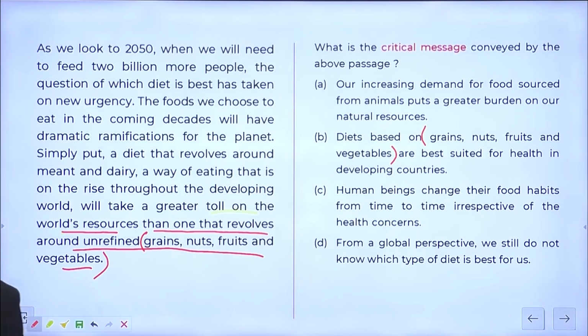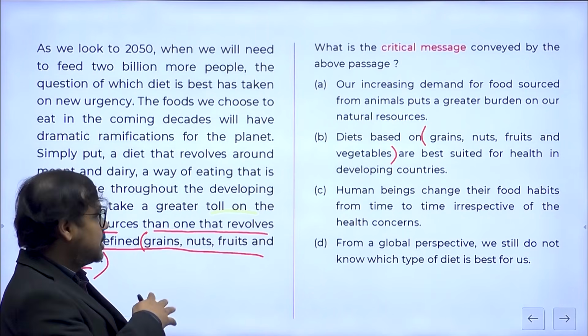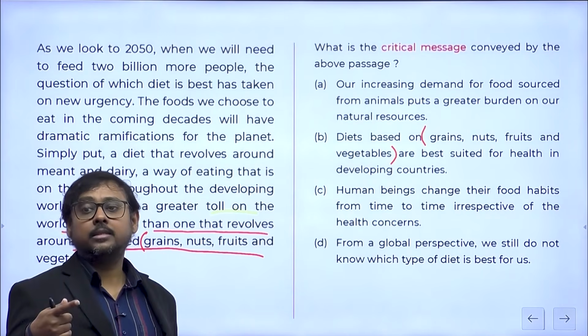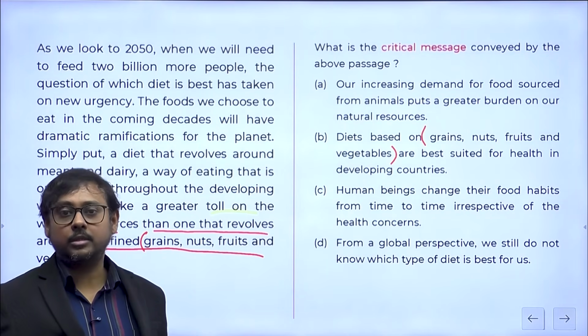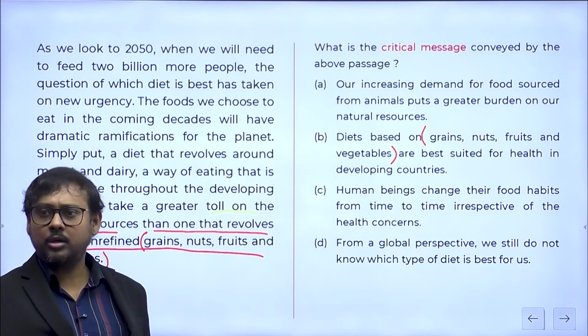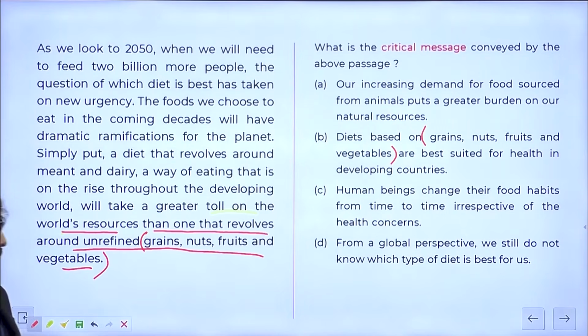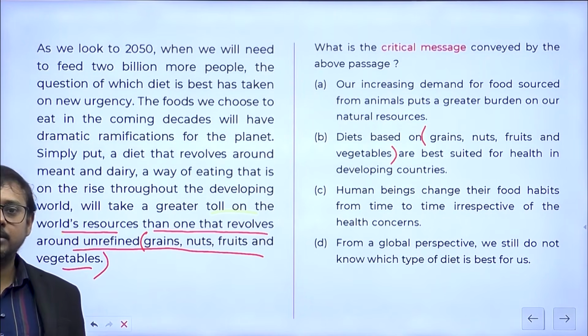Option C. It's not there. There is just the title. Absolutely. So always categorize, when you are doing the wrong options, why option C is incorrect. Outside knowledge, we can say, is why option D is incorrect: from a global perspective we still do not know which type of diet is best for us.